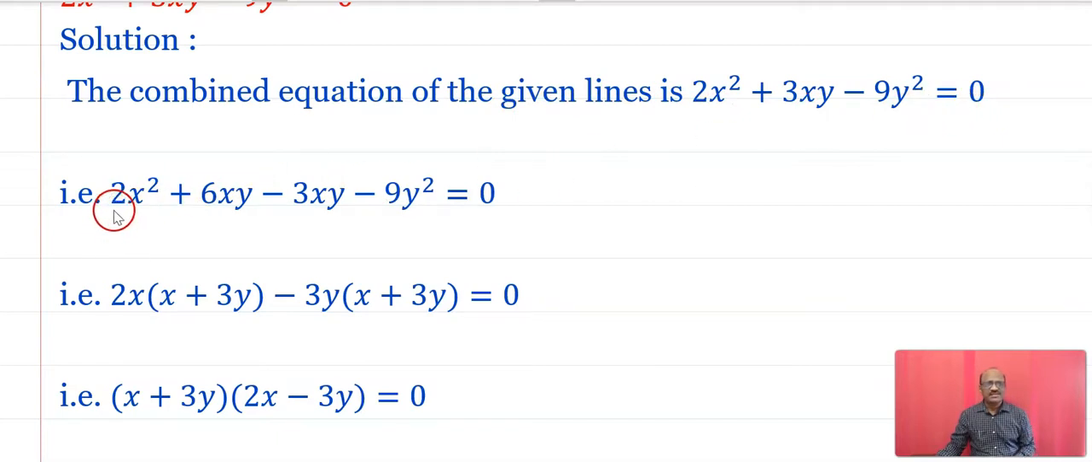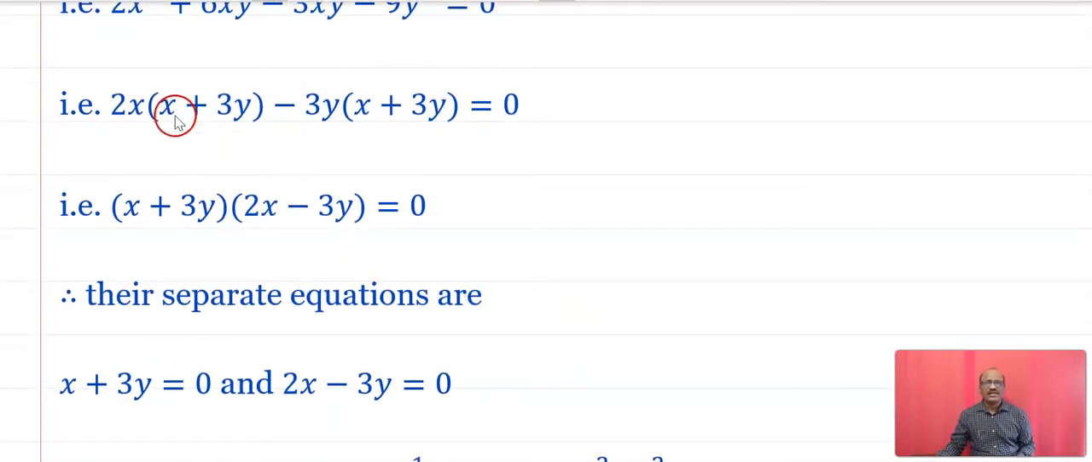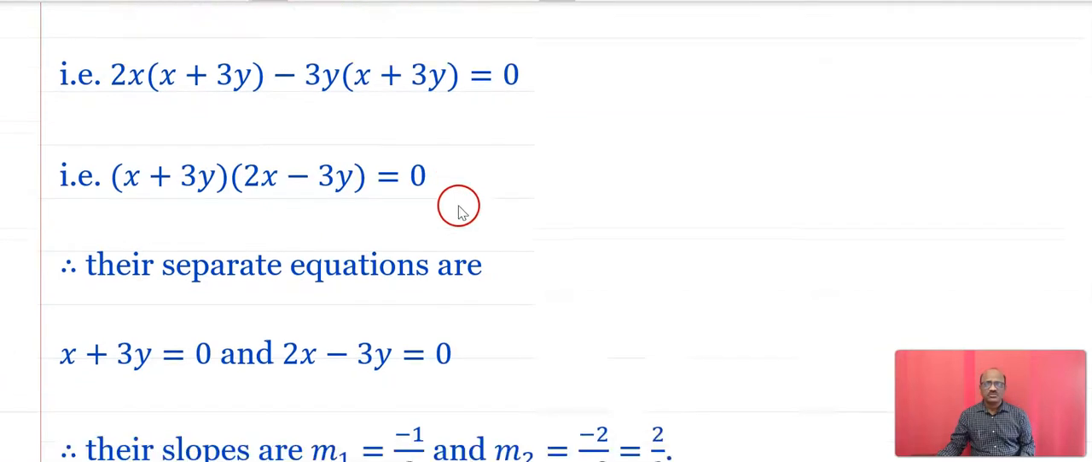It can be factorized like this. The product of the first and last term is -18x²y². Therefore, the factors are +6xy and -3xy. Take 2x common, then in the bracket you get x + 3y. Take -3y common, then in the bracket x + 3y. Hence (x + 3y)(2x - 3y) = 0.